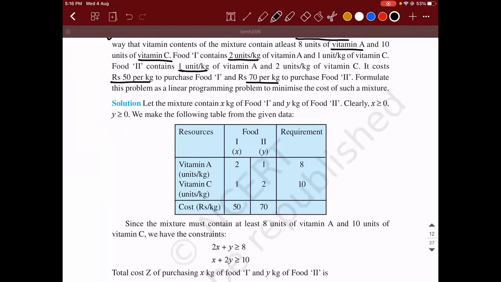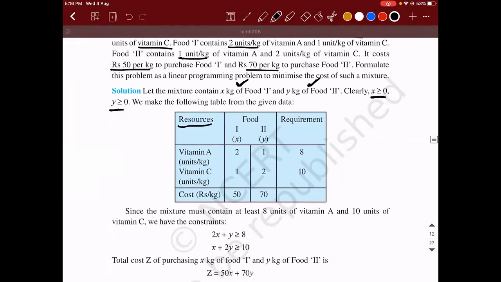Okay. So let the mixture contain, so there are two food types, right? So let the mixture contain X kilogram of food 1 and Y kilogram of food 2. So obviously, what can you say? X will be greater than or equal to 0, Y will be greater than or equal to 0. Means you might buy food 1, you might not buy food 1 also. So we can make the following data.